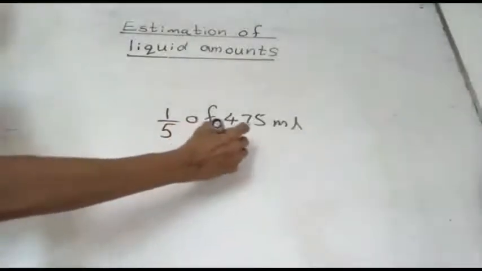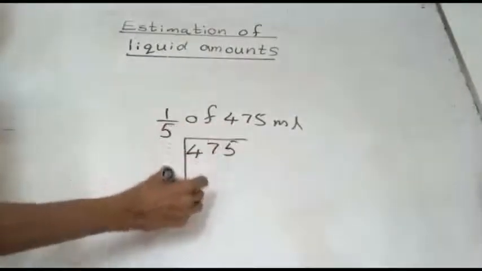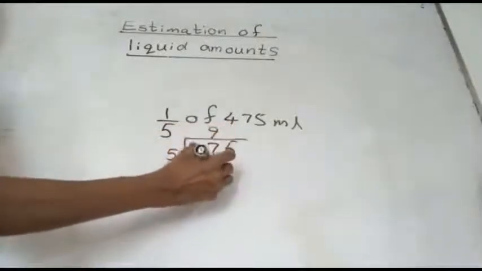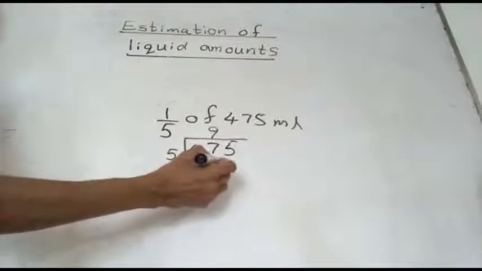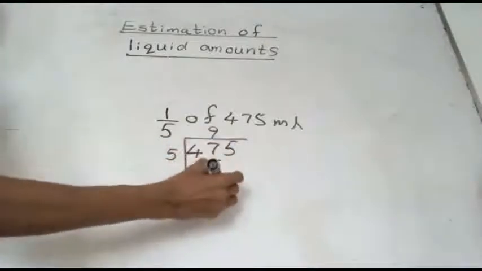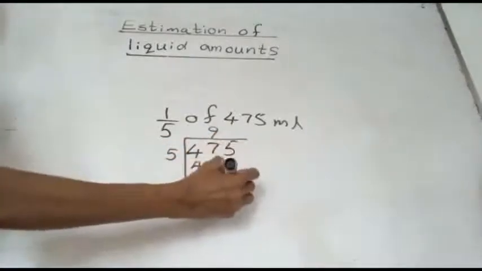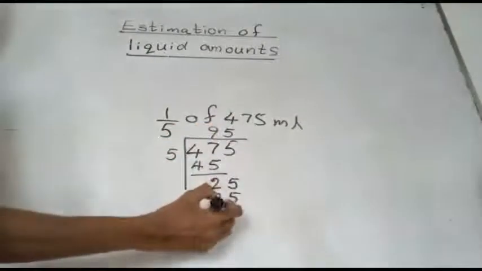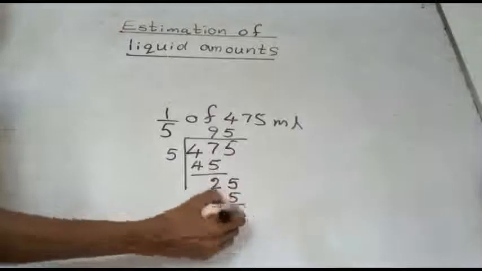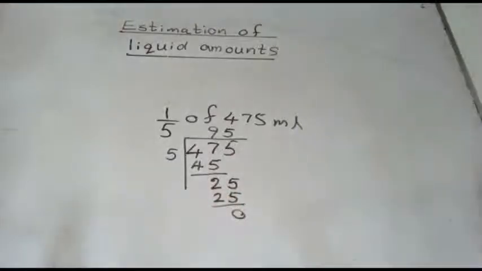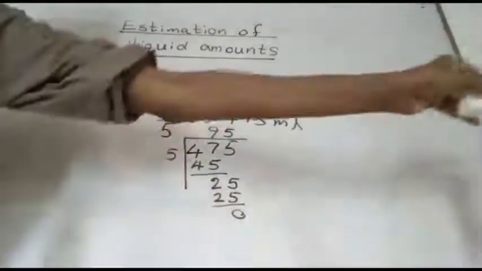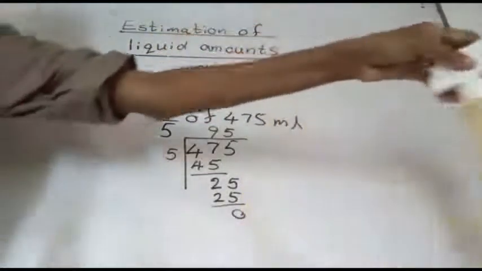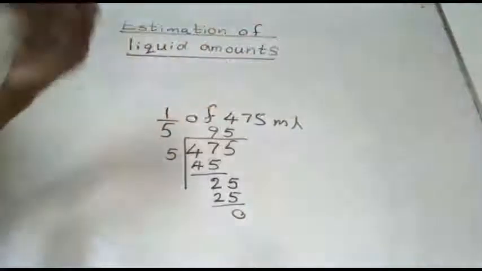Here, 475 divided by 5. 5 times 9 is 45. 45 subtracted from 47 is 2. We write this 5 here. 5 times 5 is 25. 25 subtracted from 25 is 0. The quantity of the air freshener in this bottle is 95 milliliters.